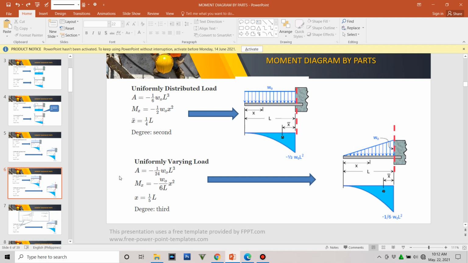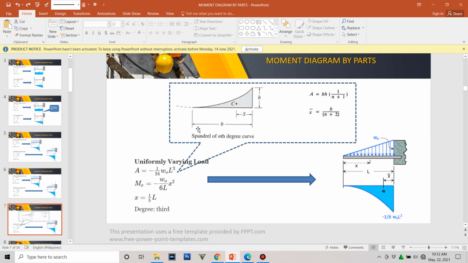In calculation of the area, this is the general formula, class. The general formula of the spandrel. So, tingnan natin, the general formula for the spandrel, kapag area lang, area is equal to 1 all over n plus 1 base times height. Ganyan lang. So, yung x bar naman, 1 all over n plus 2 times whatever the value of the base.